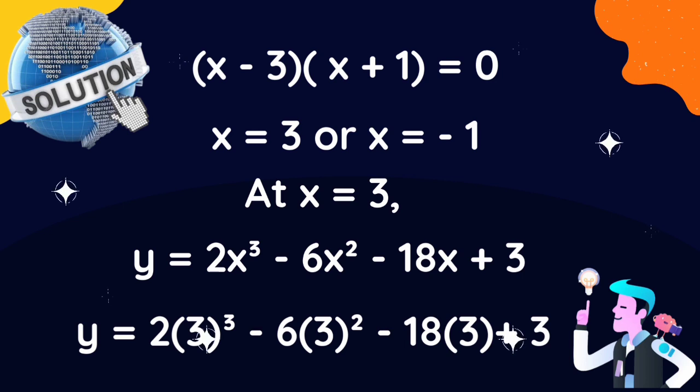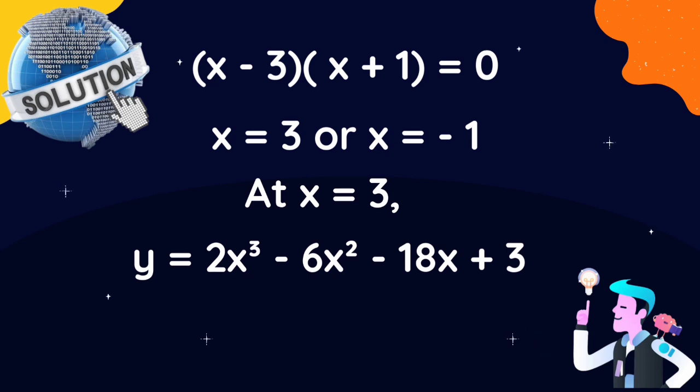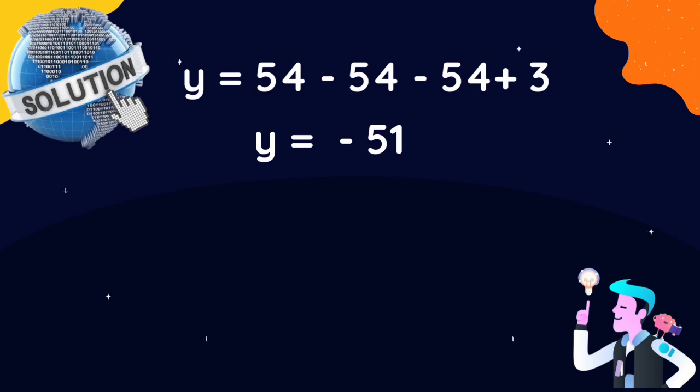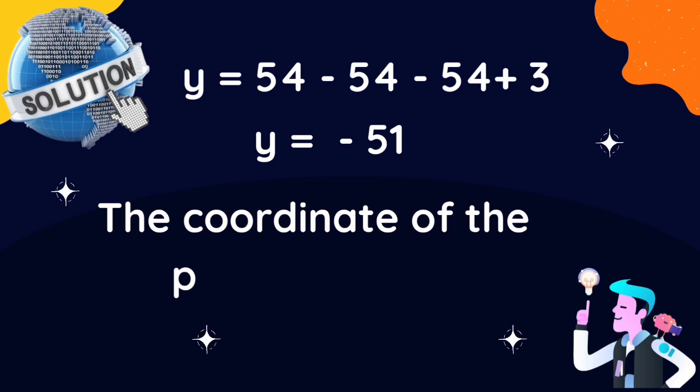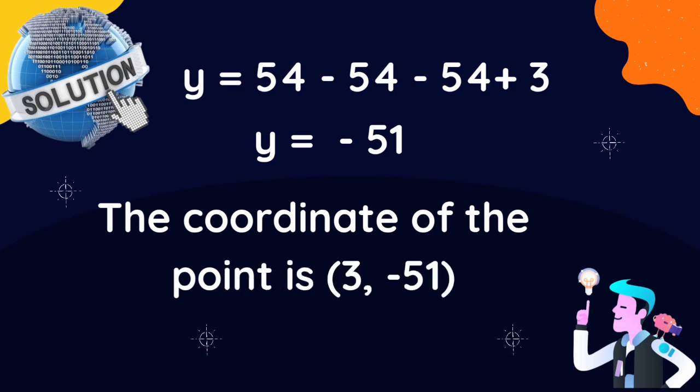And so when you expand the expression 3 raised to the power 3, you are going to have 27. And so 27 times 2, you have 54. Similarly, you expand other terms in the expression and you are going to have 54 minus 54 minus 54 plus 3. And so when you evaluate these, the value of y will be equal to minus 51. This implies that the coordinates of the turning point is 3 and minus 51 at x equal to 3.